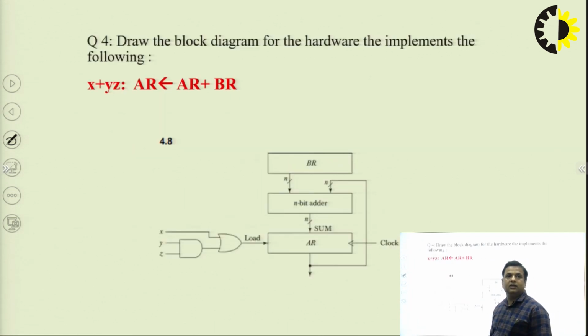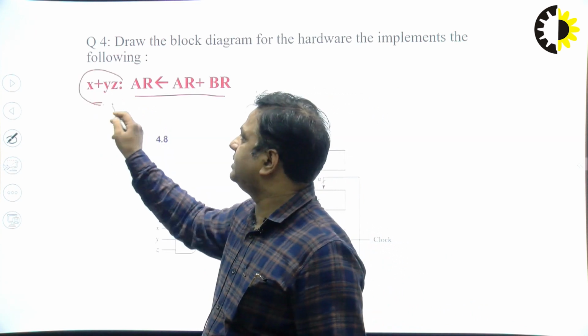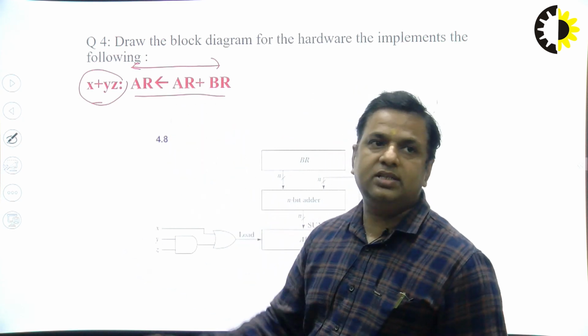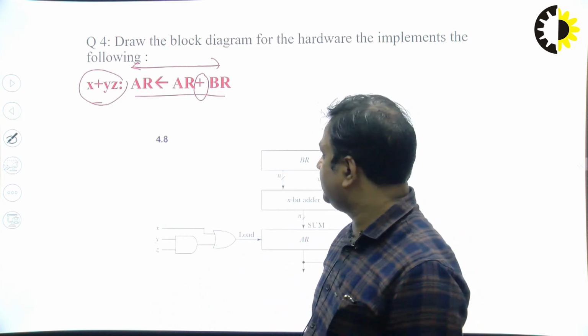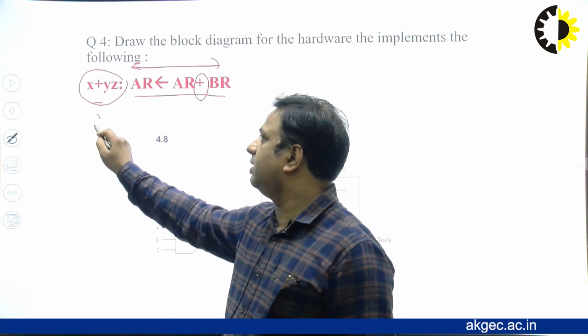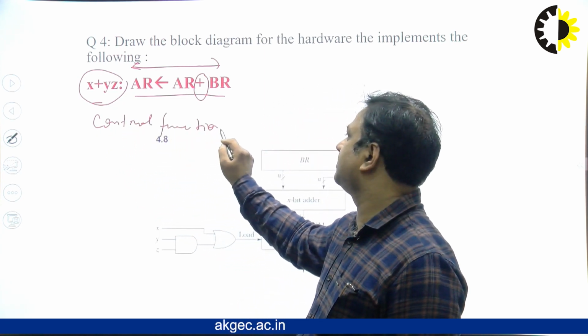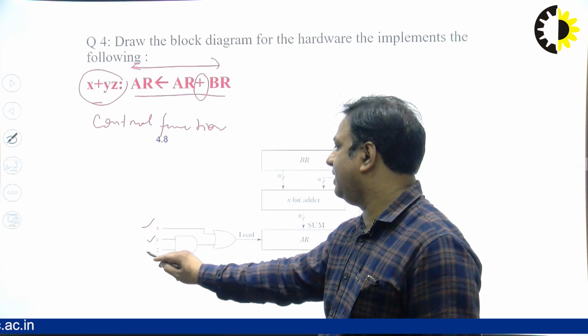Next, draw the block diagram of the hardware that implements x + yz: AR = AR + BR. Here we see that this is a control function x + yz, and these are my registers. The names of the registers are AR and BR. So two registers are required, and we have to add the contents of these two registers. So first is x + yz, this is my control function.